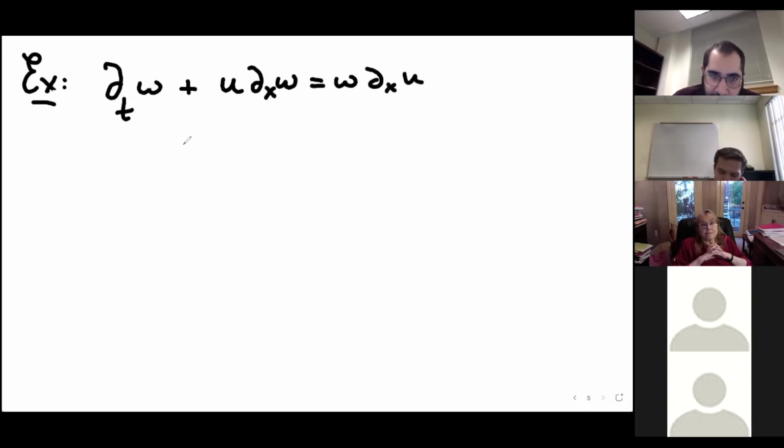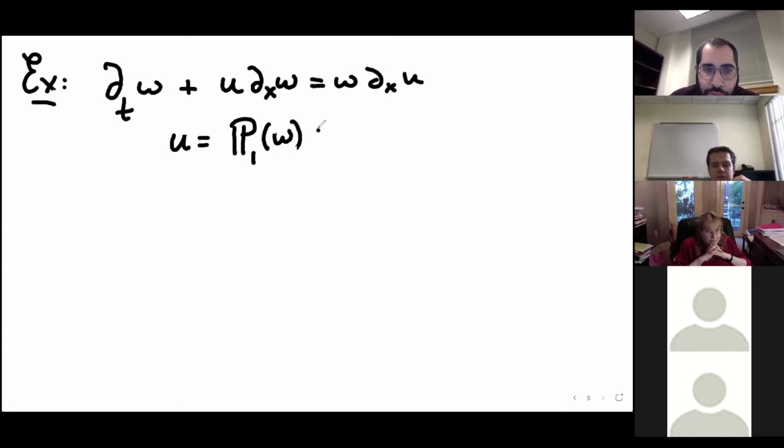And now let's give a nonlinear example. It means that we say what the velocity is. We say the velocity is just the projection to sine of x of omega. By which we mean, it's sine x times the integral, maybe with 1 over pi.